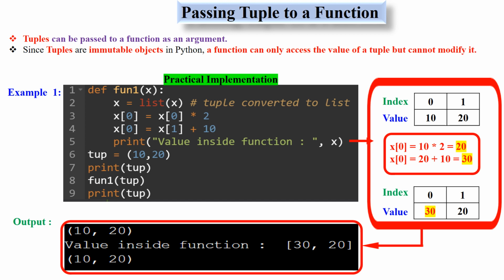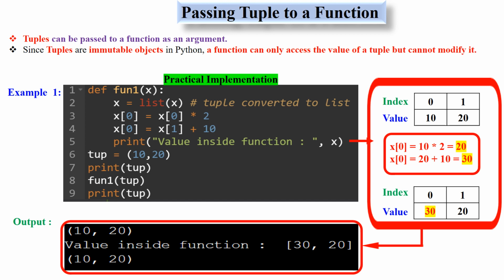Look at the side calculation. I have marked the index 0 and 1 for values 10 and 20. The first element of the x list, 10, is multiplied by 2 and assigned back to the same position. This doubles the value of the first element, as 10 times 2 is 20.